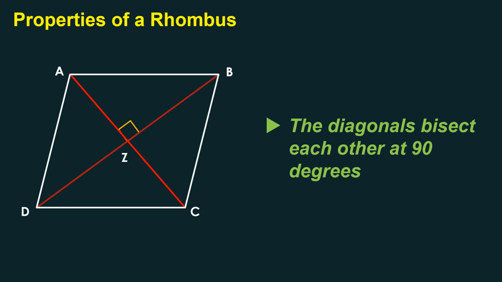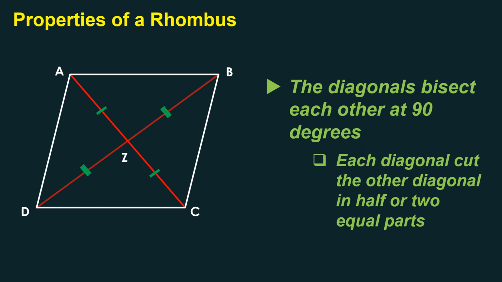Next property, the diagonals bisect each other at 90 degrees. So they bisect each other and intersect at point Z. Their intersection creates perpendicular lines, so we can measure 90 degrees at their intersection. And each diagonal cuts the other diagonal in half, or into two equal parts.